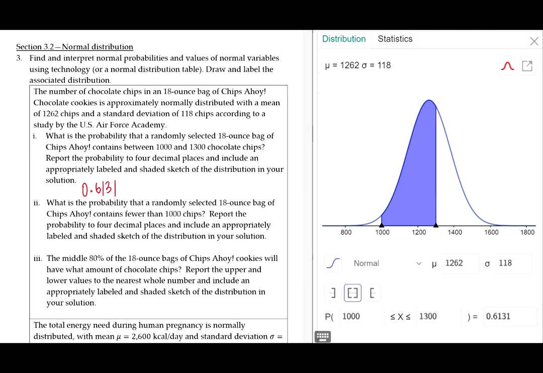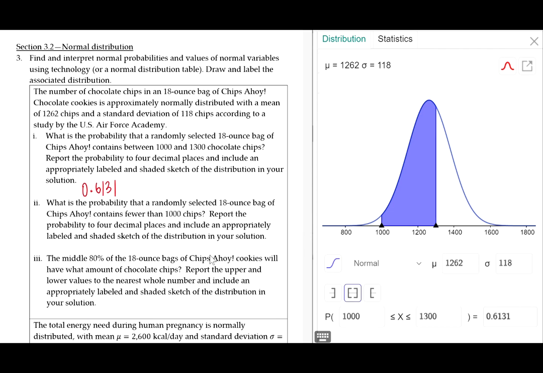Notice that this asks us for an appropriately labeled and shaded sketch. GeoGebra does that for us. So you can see here the peak is at 1262. The distance from the mean, where the peak is, to the inflection point is 118, which is the standard deviation. And then I've labeled 1,000, and you can see where 1,300 would fall, and shaded the area in between. Or actually, GeoGebra has done that for me.